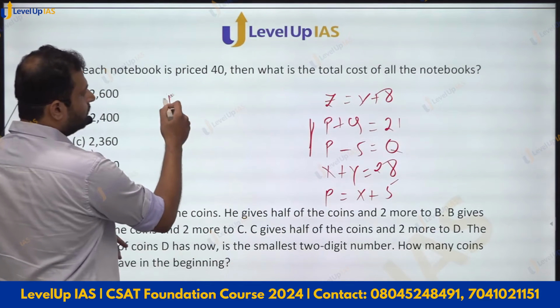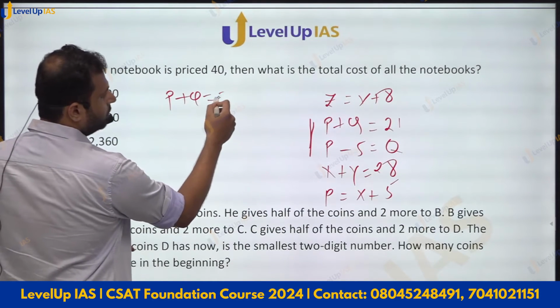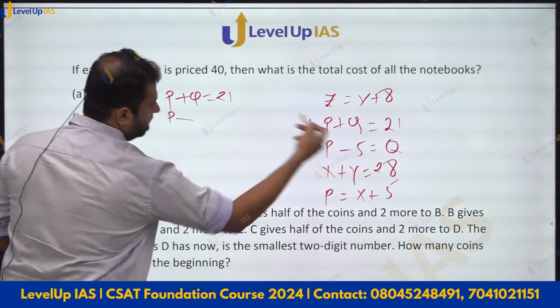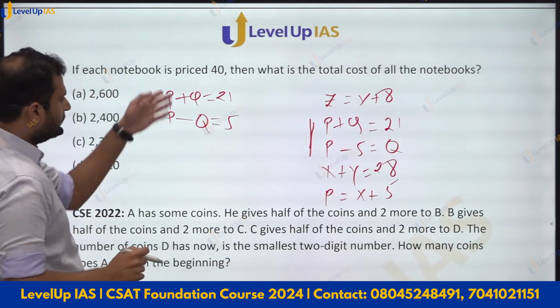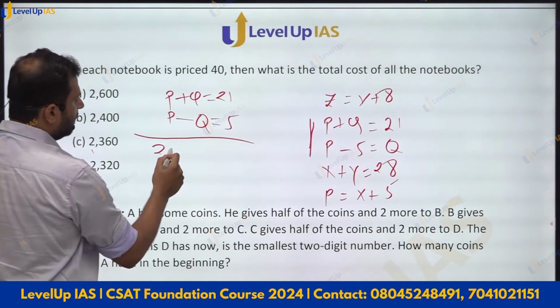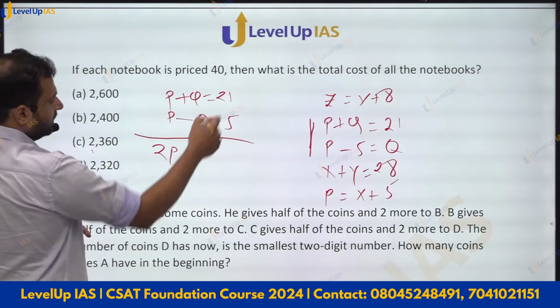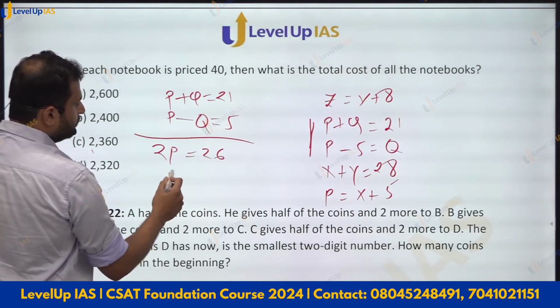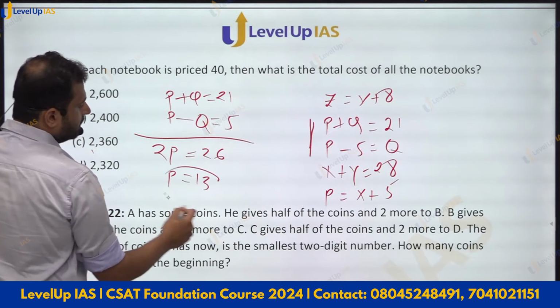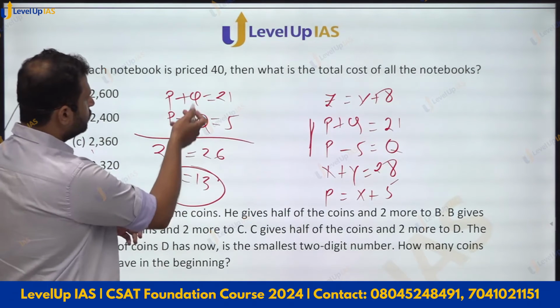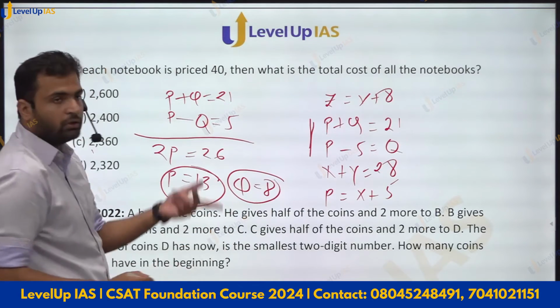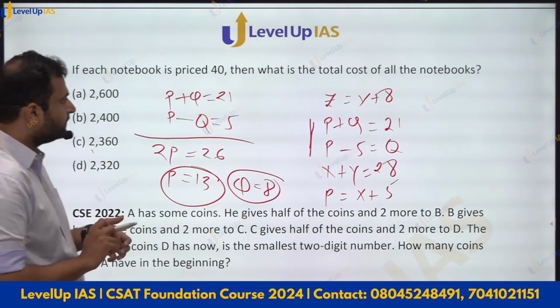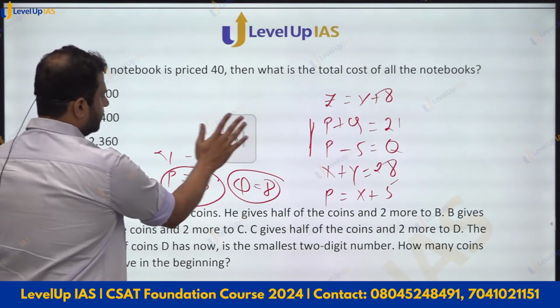What do we have? We have P plus Q is equal to 21, and Q we can take on this side, P minus Q is equal to 5, right? Now we can add these 2 equations. We have 2 times P, Q minus Q cancel, is equal to 26. So P is equal to 13. So Q is equal to 8. You can put P as 13 in any of the equations and you get Q as 8. Fine.